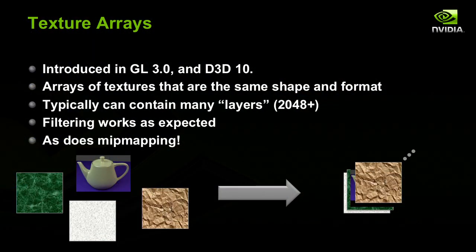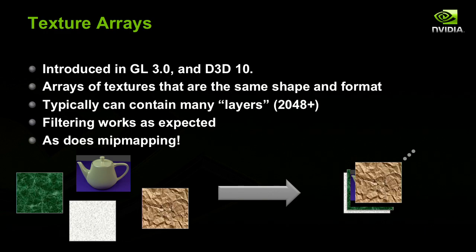The nice thing with texture arrays, which got introduced in GL3 and DX10, is that these are arrays of textures that have the same shape and format, and you can generally have a lot of them. Filtering works like you'd expect. It's like they're actually separate loose textures, except that you don't have to bind a new one. You can just reference the texture array element in the texture fetch call. Determination of MIP level and things like that are done just as if it were a single 2D texture, and you don't have to worry about those differential calculations getting off.